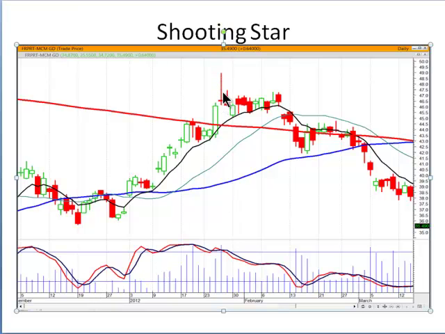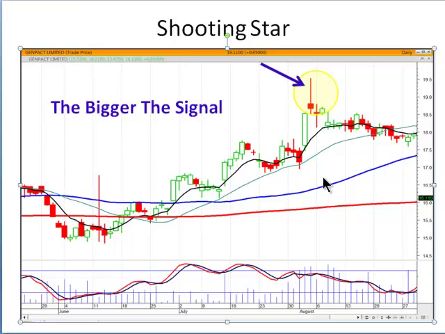And a shooting star can also be a doji or a bearish harami. It doesn't matter what name you give it, it's still the visual element that tells you that they've tried to take it up and then the bears brought it back down, especially in an overbought condition, telling us it's time to take profits, that uptrend is over. As with all candlestick reversal signals, the bigger the signal, the more compelling the reversal is going to occur.